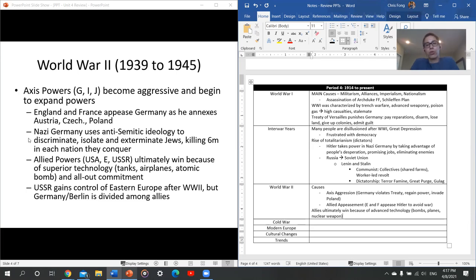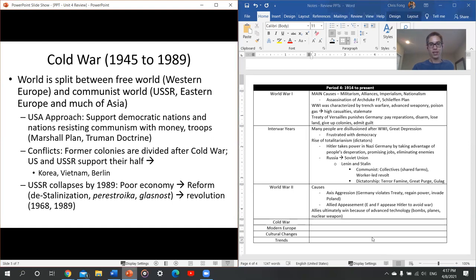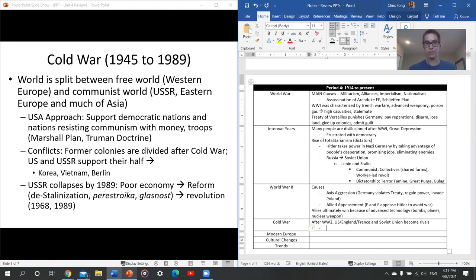And so after World War II is over, the US, England, France and the Soviet Union, they were allies during World War II. Their alliance immediately begins to fracture. I'm going to put this in as the Cold War. So after World War II, the US, England, France and the Soviet Union become rivals. And they basically split up Europe and the world. And so the US's approach was to contain the spread of communism.